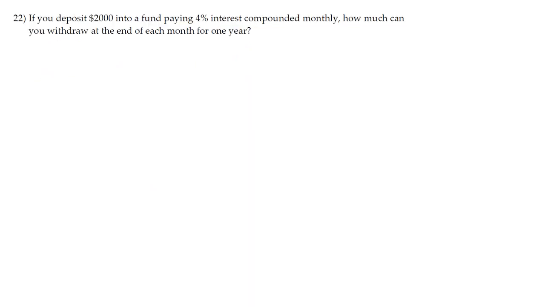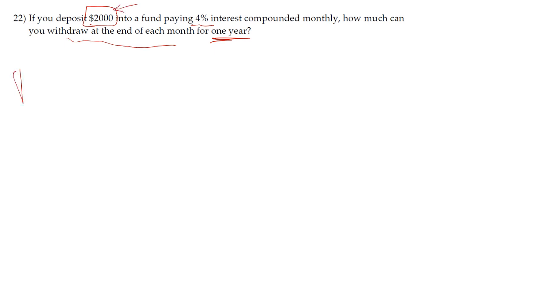And so now, final question. If you deposit $2,000 into a fund that pays 4% interest compounded monthly, how much can you withdraw at the end of each month for 1 year? Well, essentially this is your starting amount. That's your present value. This is your interest rate. You're then going to try and pay yourself a certain amount each month. Okay? And the question is, how much could you pay yourself at the end of each month for a full year if you started at that amount?